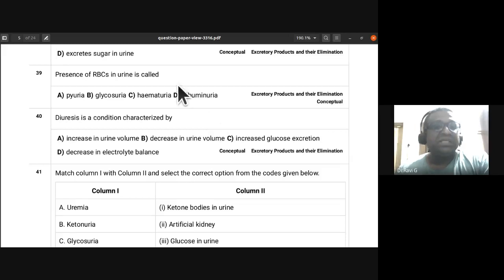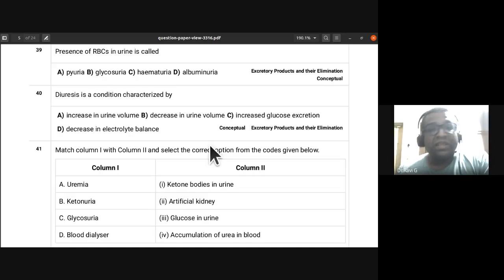The presence of RBCs in urine is called hematuria. So the right answer for 39th is hematuria. Diuresis is a condition characterized by increase in urine volume, decrease in urine volume, increased glucose excretion, decrease in electrolyte. So increase in urine volume is the right answer. Diuresis is a condition where there is an increase in urine volume.